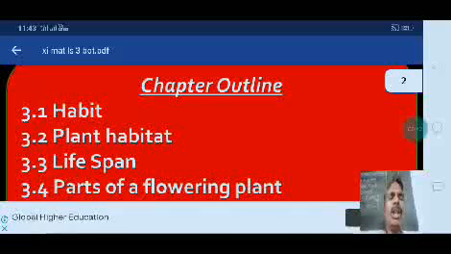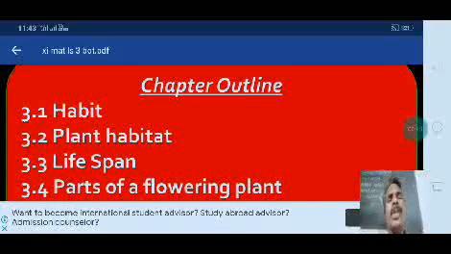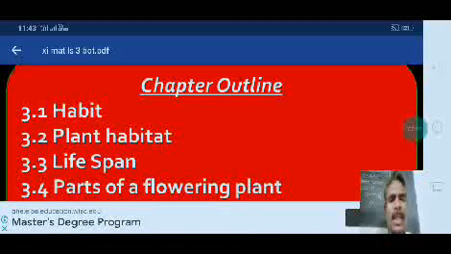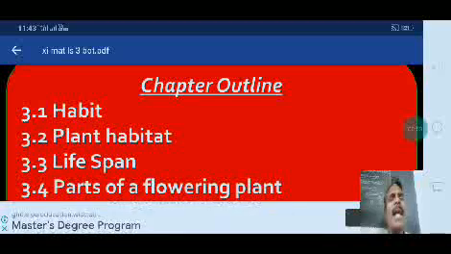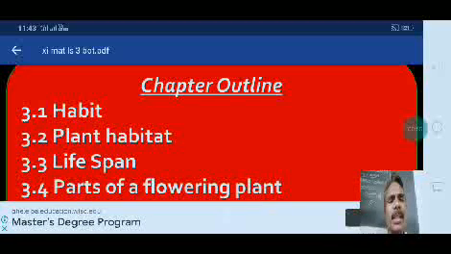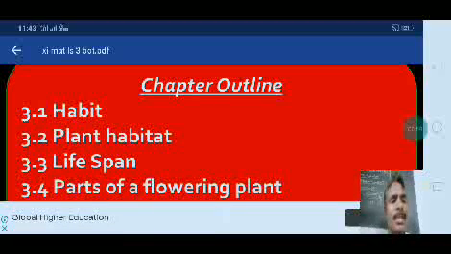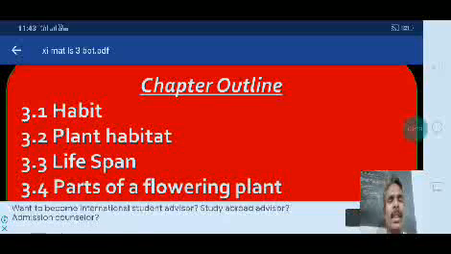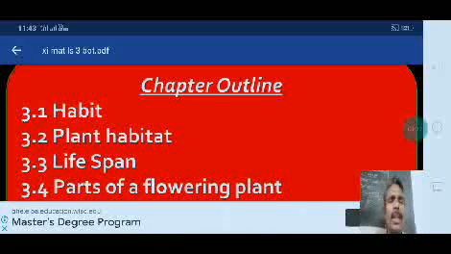In this chapter, you have to study first habit. The area where the plants grow is called habit. Then plant habitat, what type of plants are there? These are herbs, shrubs or trees. Then lifespan, whether they grow for 1 year or 2 years or several years, depending upon their lifespan.